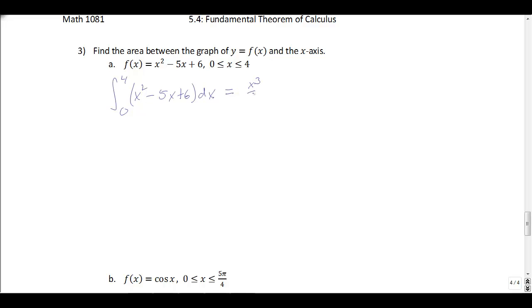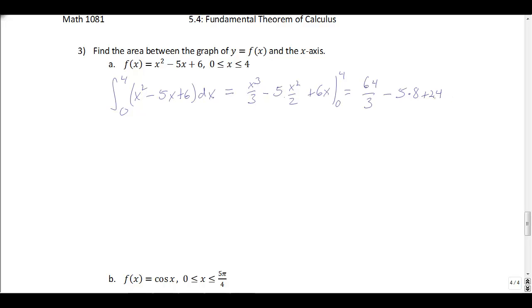Integrating x squared gives you x cubed over 3. Integrating x gives you x squared over 2, times the 5. Plus 6x, going from 0 to 4. And I evaluate this, plugging in the 4. I get 64 over 3. 4 cubed is 64. 4 squared is 16, divided by 2 is 8, times 5. 6 times 4 is 24. So I get a minus 40.